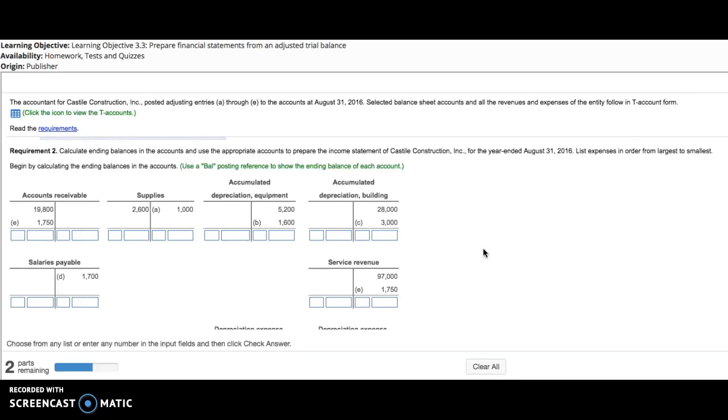Here we're going to list the expenses in order from largest to smallest. Actually, that is going to come up when we're doing the income statement. So let's go through. This is fairly straightforward here. We're just going to do math.